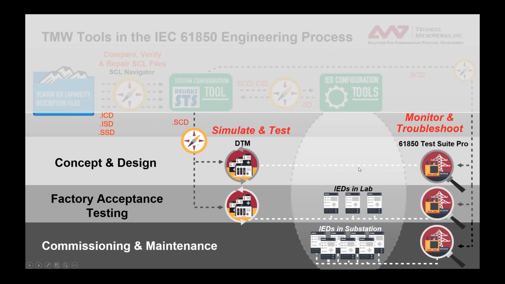In the conceptual phase, we will be simulating the entire substation in DTM. Then we can build up test cases and regression tests in Test Suite Pro. Once we're happy with our design, we can move on to the factory acceptance phase. In this phase, we're going to disable devices in DTM and provide those IEDs in the lab. Then we can rerun our test cases from the previous step in Test Suite Pro.